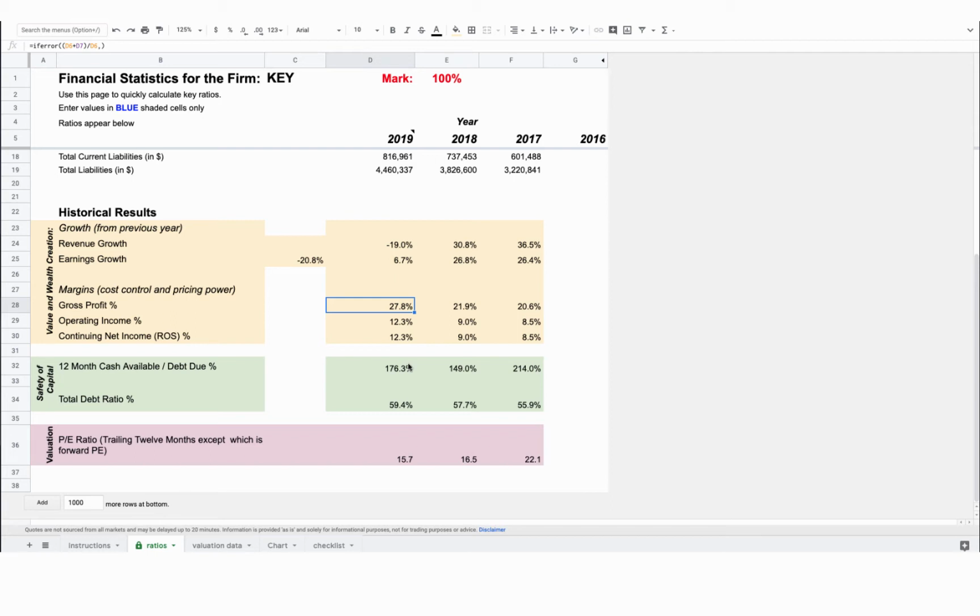Cost of sales, cost of revenue, cost of goods sold, has been falling as a percentage of total sales. They got that under control. Next, a bit of a blip in 2018, but more than enough cash to cover the next 12 months of debt. So they passed that, and it's an improvement from the previous year.